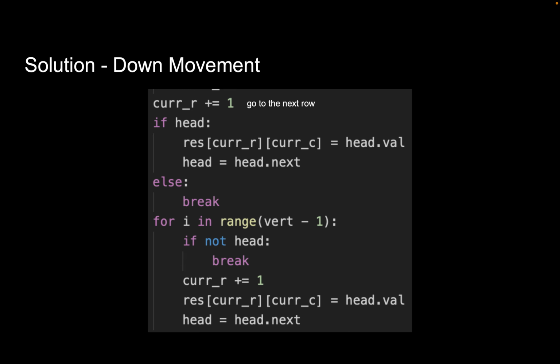Okay, so if head, which means if the linked list is still not empty, we fill up the current row and current column with the value of the head, and we progress the head pointer to the next. As similarly explained previously, we break out if the linked list is now empty. And also notice that we only iterate through the loop vert - 1 times, as I've already filled up the first element of the down movement.